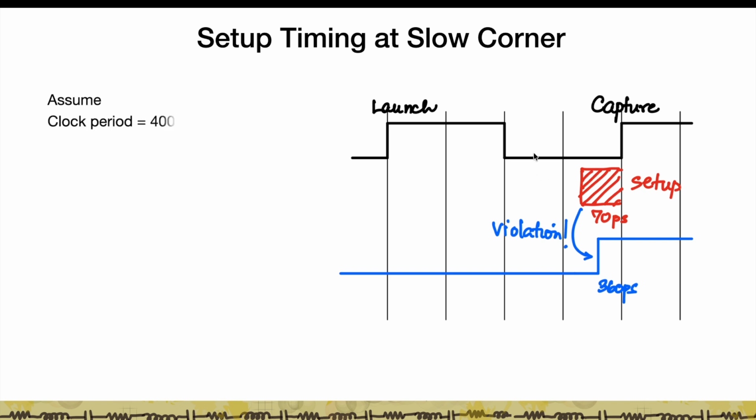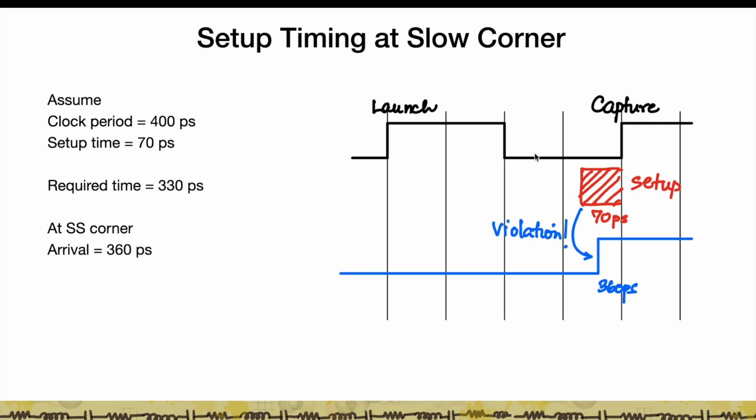Let's run the numbers at SS. Clock period 400 picoseconds. Setup time 70 picoseconds. Required time 330 picoseconds. That's our deadline. At the SS corner, the path delay has gone up to 360 picoseconds. The signal arrives 30 picoseconds after the required time. Slack is 330 minus 360, or minus 30 picoseconds.